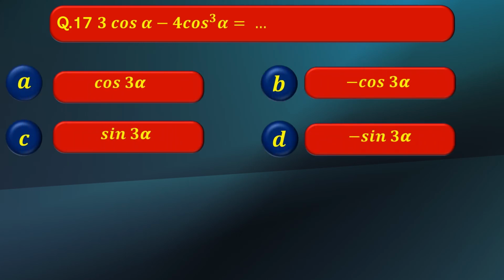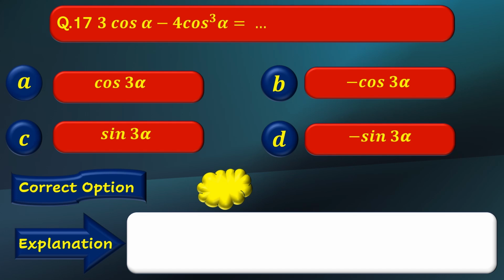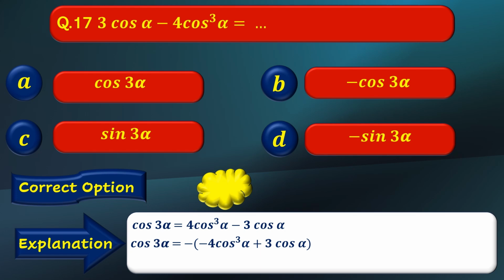Question number 17. 3 cos alpha minus 4 cos cube alpha is equal to, and the options are, let's find out which one is the correct option. But before that, let's explain it. The triple angle identity for cosine function is cos 3 alpha is equal to 4 cos cube alpha minus 3 cos alpha. We take minus common from the right hand side and we get cos 3 alpha is equal to minus into minus 4 cos cube alpha plus 3 cos alpha.